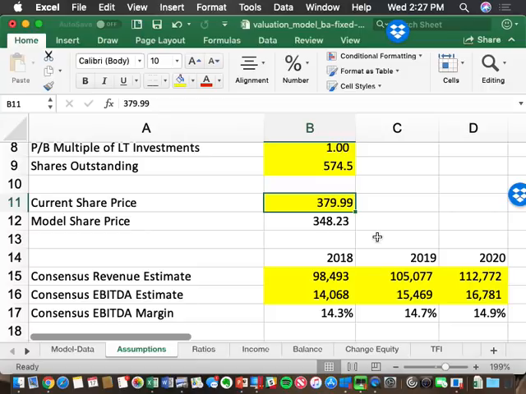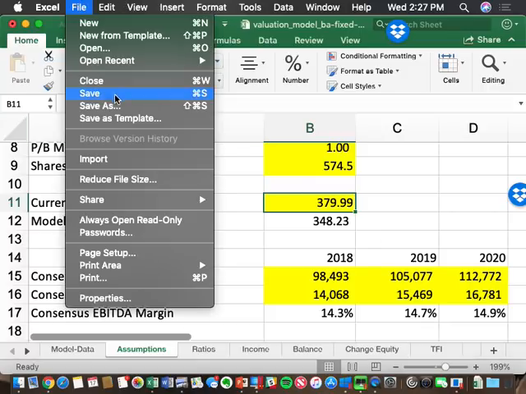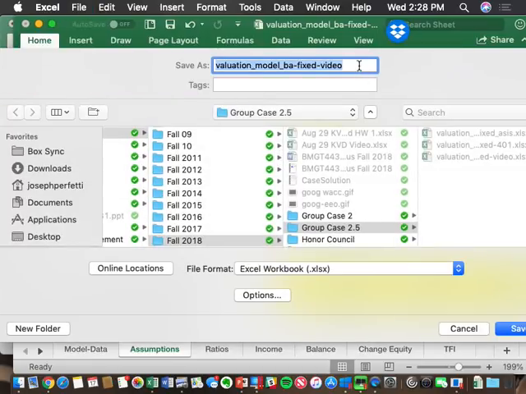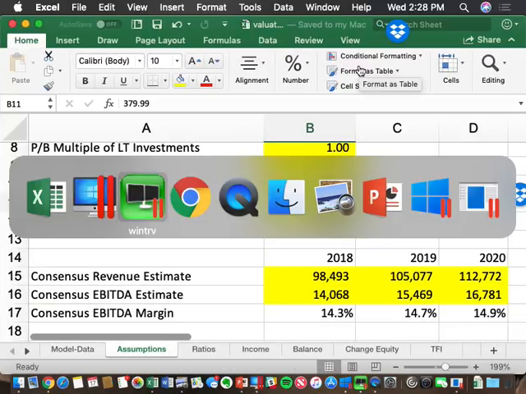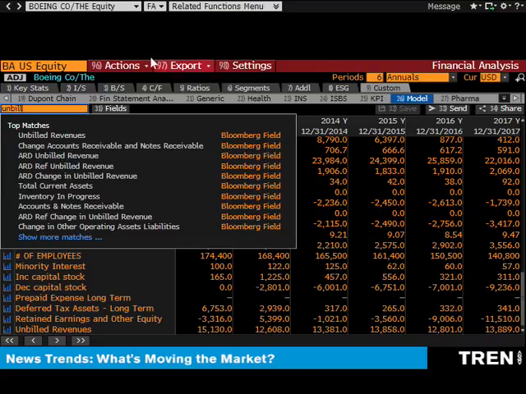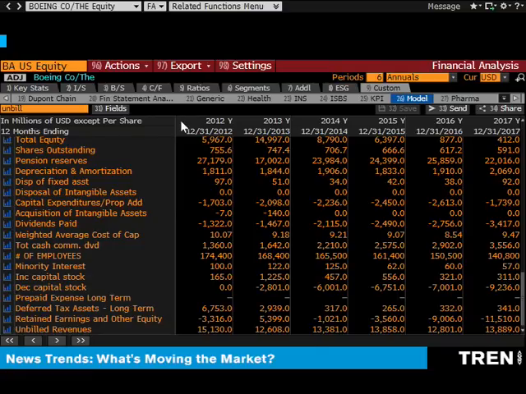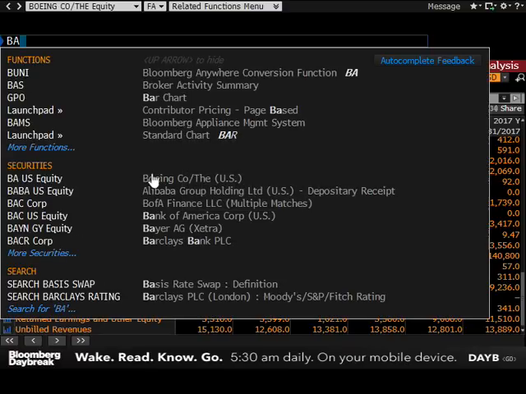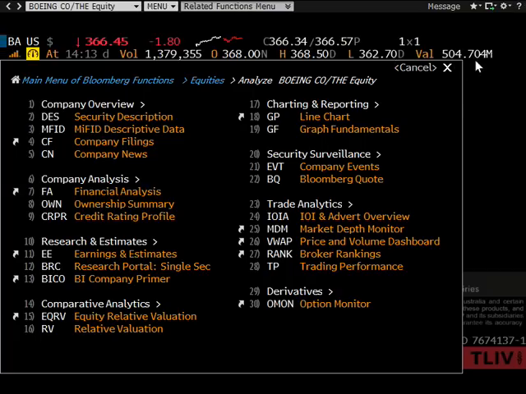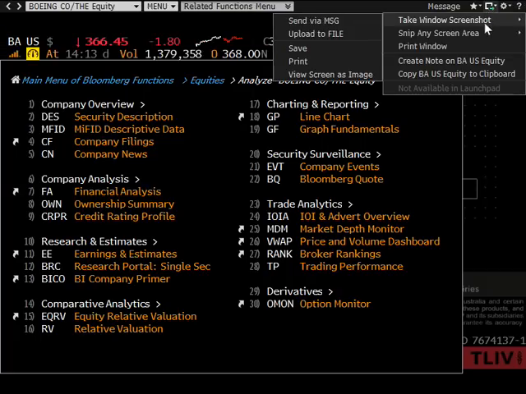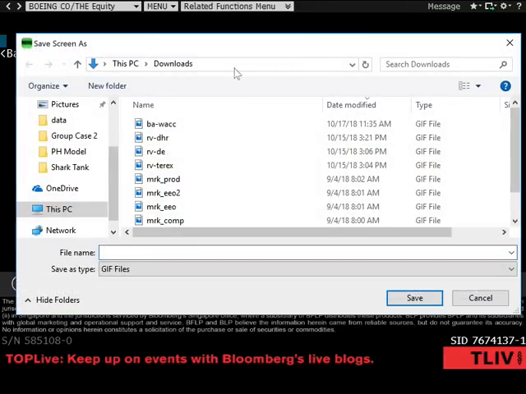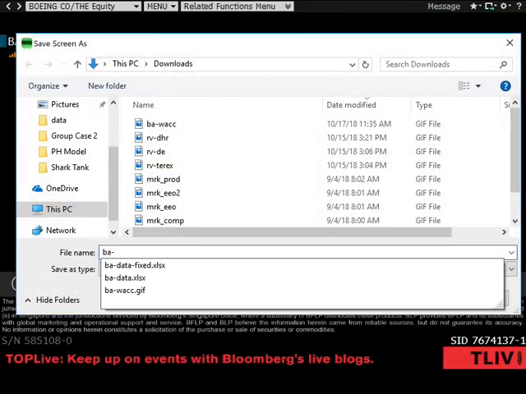Okay, so I'll save this. Video, we'll call this our fixed as is. And we're going to do it as of the price today. So today, for Boeing, sorry, trouble with my screen here, BA US equity. I'm going to take a new DES screenshot because the price today is 366, just so you have it. So save as BA DES.